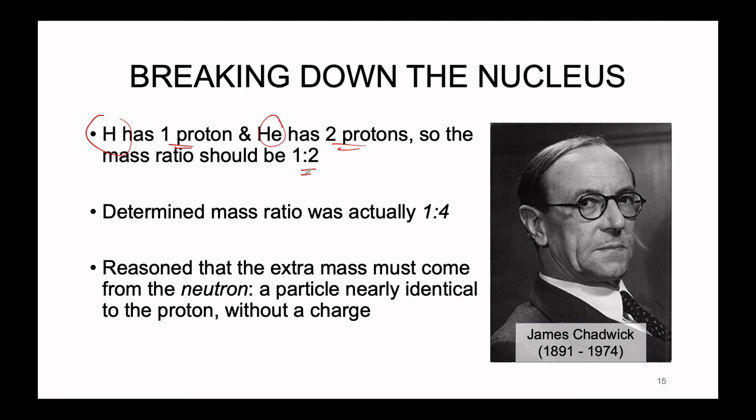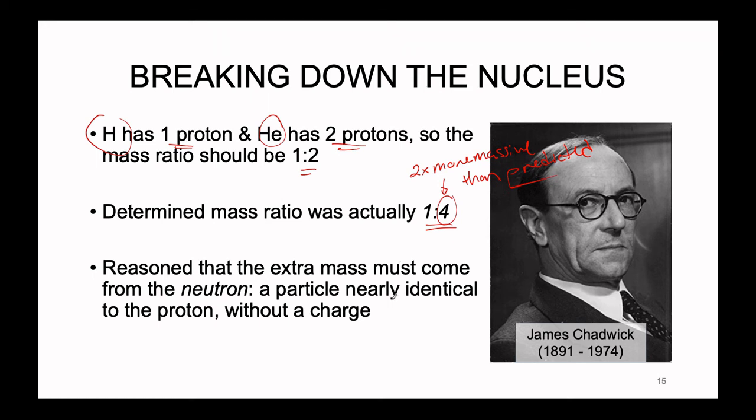However, through experimentation, it was actually determined that the mass ratio of hydrogen to helium is 1-to-4. In other words, helium was 2 times more massive than what, in theory, was predicted. So why was that? Well, through further experimentation, what James Chadwick reasoned is that the extra mass must come from another subatomic particle, a third to complete the trio. He called this particle a neutron.